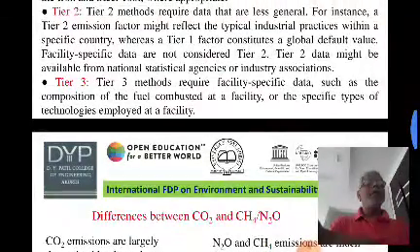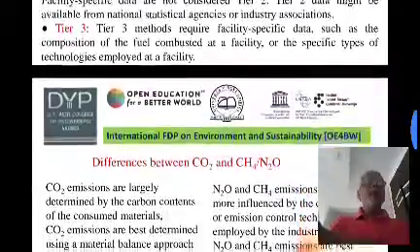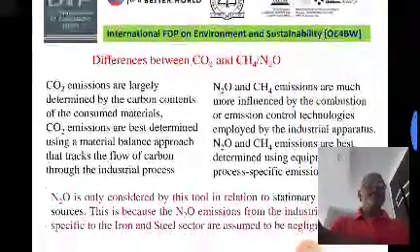And tier 3 methods require the facility specific data, such as the composition of the fuel combusted at a facility or the specific type of technologies employed at the facility.